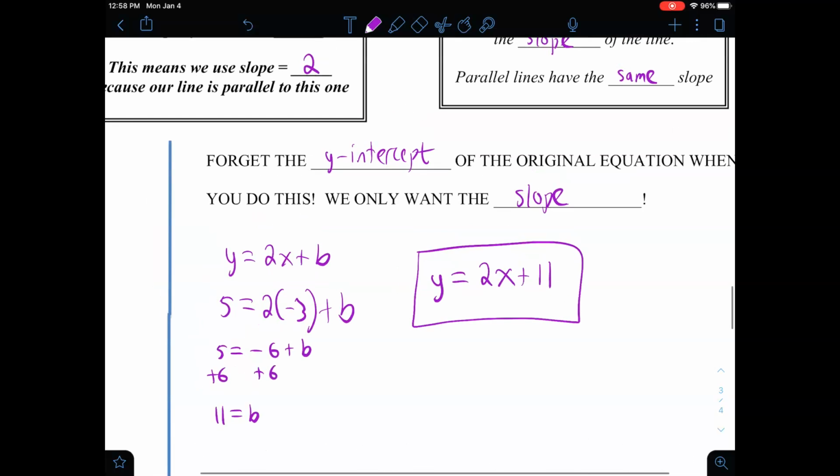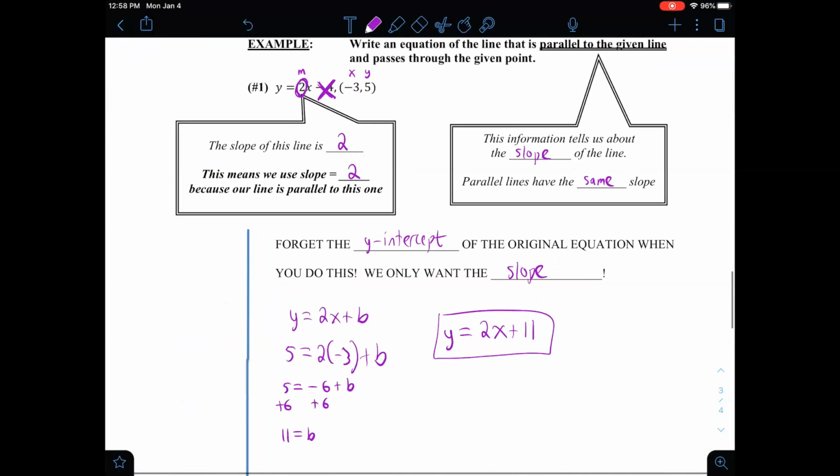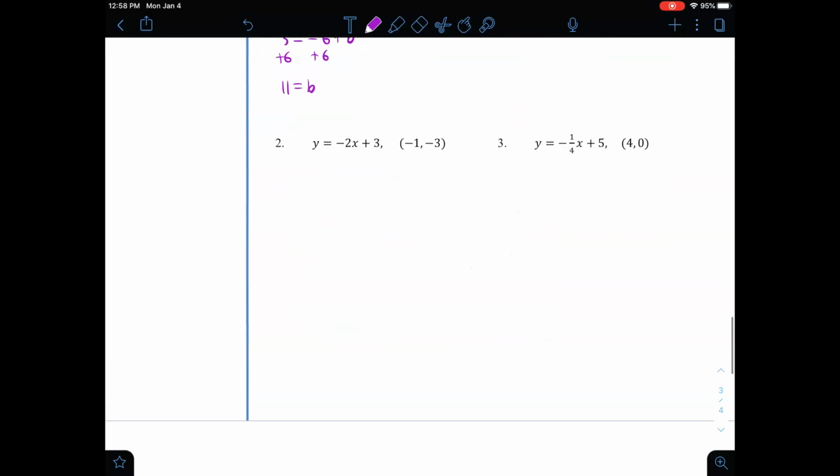Okay? So people goof up right here. They go y equals 2x minus 4, and then they try to plug in x and y, and you're going to get something weird that's not going to work. So when you're solving this, only take the slope and get rid of the y-intercept. We're not going to worry about the y-intercept from the original equation. Why don't you guys see if you can try numbers 2 and 3 on your own, and we'll go through them in a second.